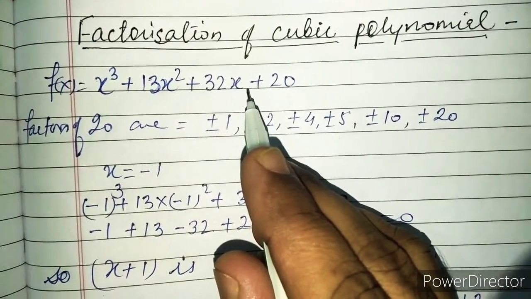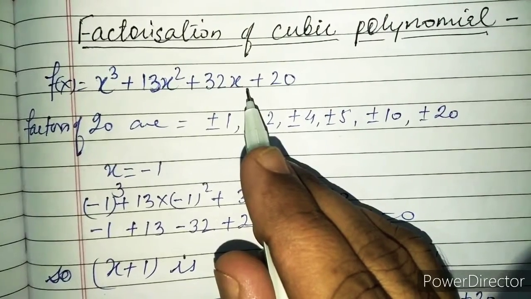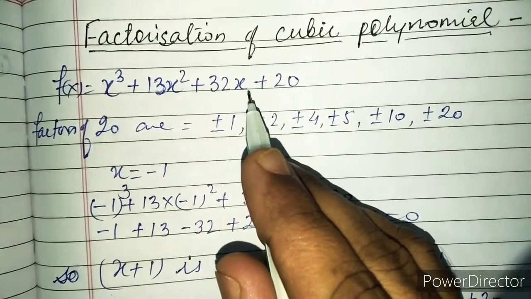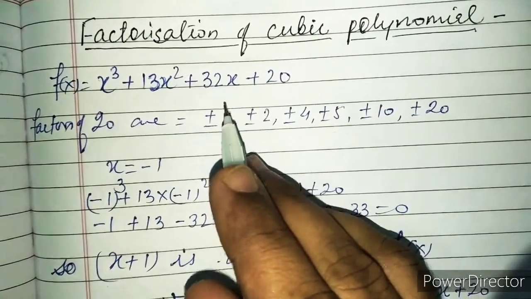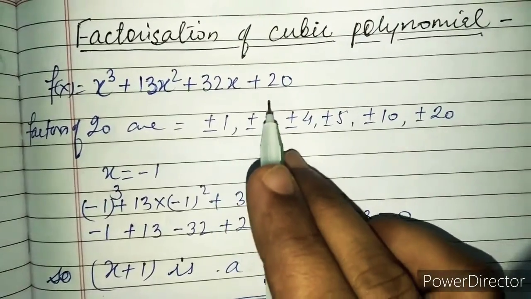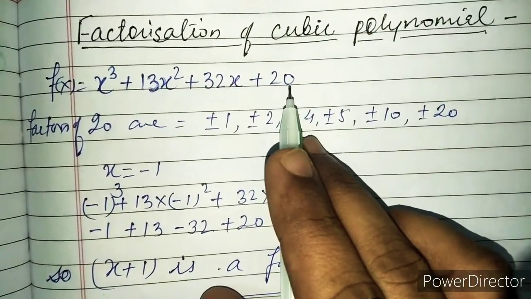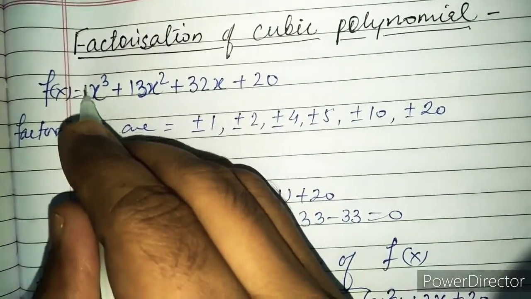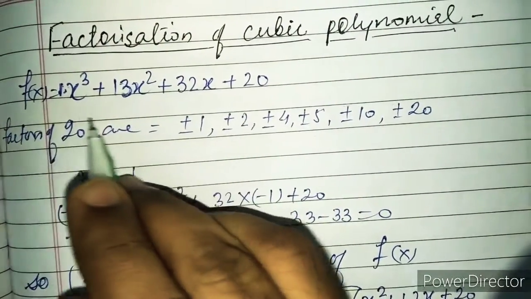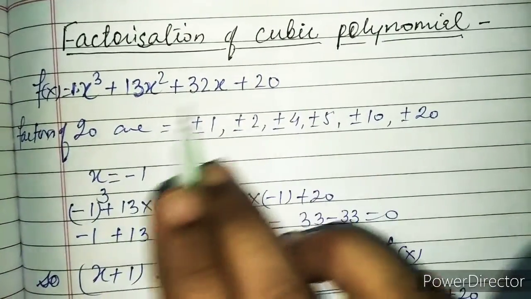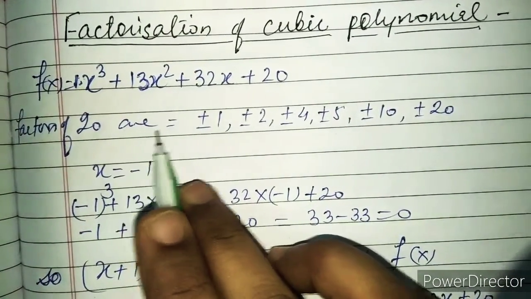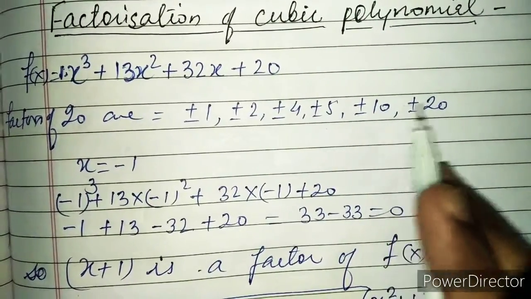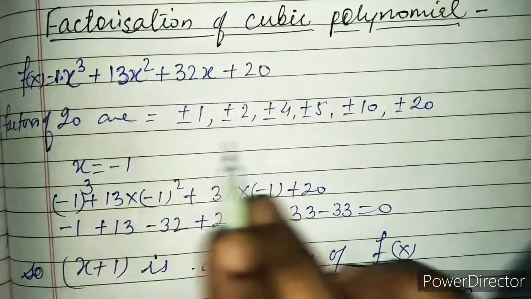See, factorization of a cubic polynomial is done with the help of the factor theorem also, right? So according to the factor theorem, what you have to do first is see the factors of 20. What are the factors of 20? The first term has coefficient 1, so we look at the factors of 20. The factors of 20 are plus minus 1, plus minus 2, plus minus 4, plus minus 5, plus minus 10, plus minus 20. These all are the factors of 20.